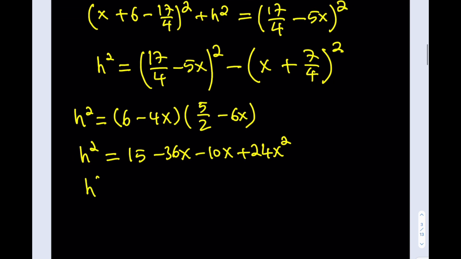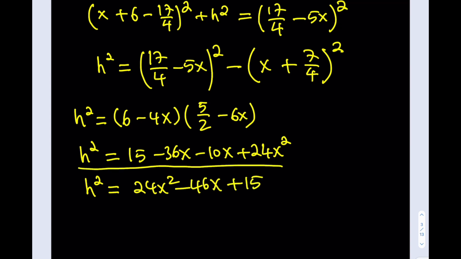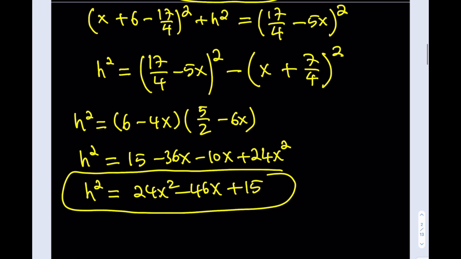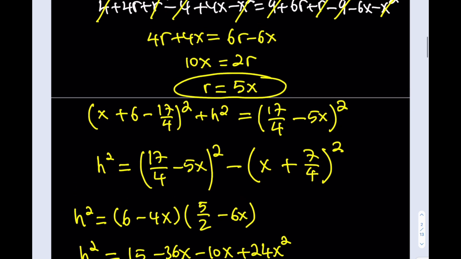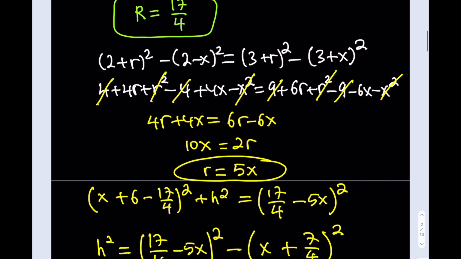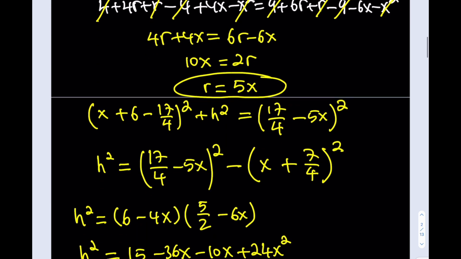Great. H squared is going to equal what? 24x squared minus 46x plus 15. Awesome. I was able to get h squared in terms of x. I was able to get r in terms of x. Let's copy that here. R equals 5x. And I was able to get what else? Well, we know the big R, so I think we're good to go.